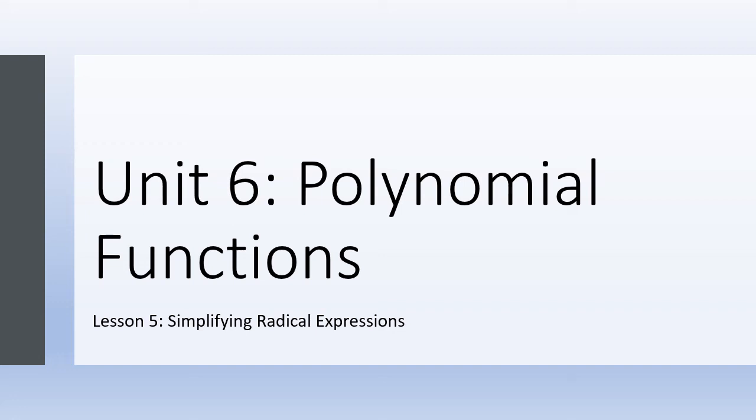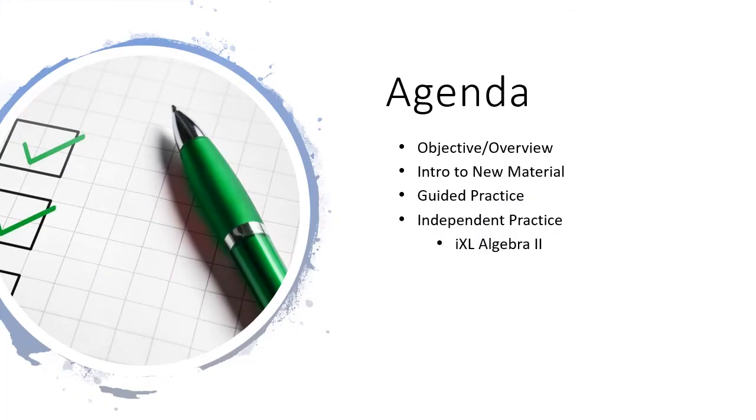We're going to be talking about simplifying radical expressions. This is lesson number 5. Here's our agenda. We're going to start with our objective, talk about the new material, try some practice problems, and I'll leave you all some IXL to do on your own.